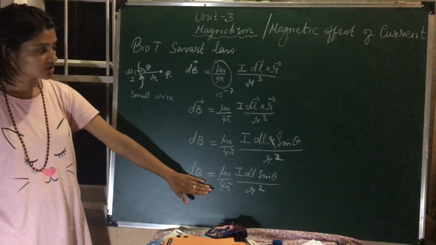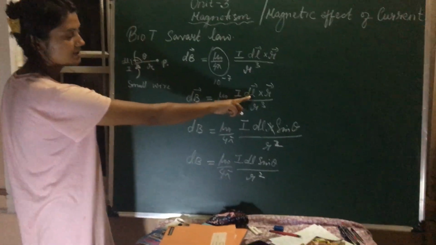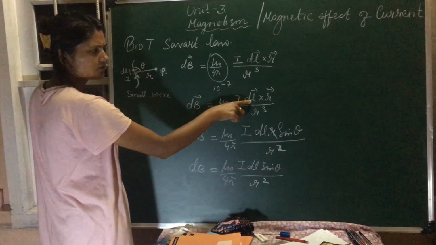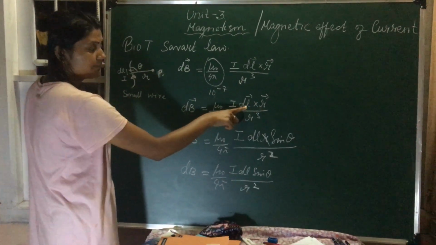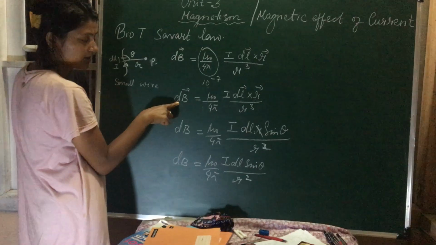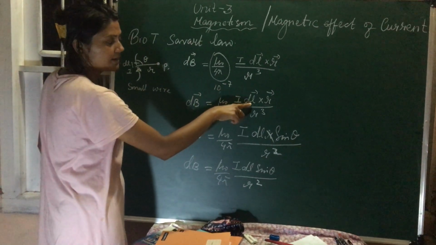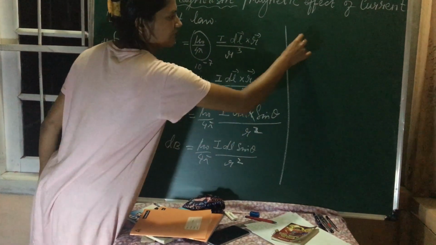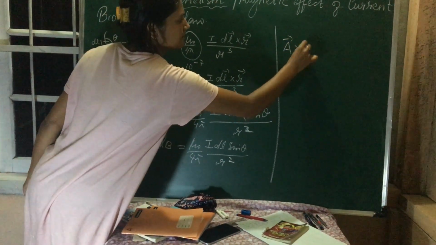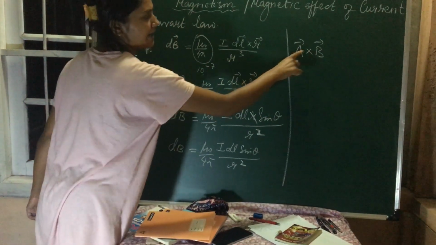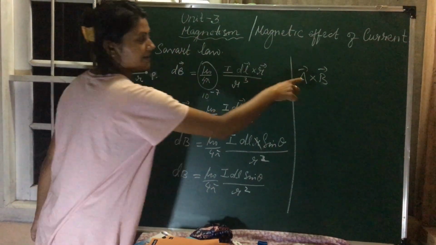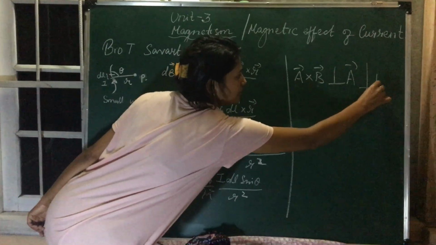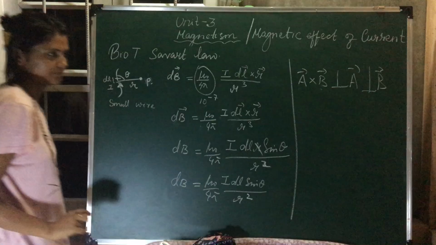The direction of dB involves the cross product, right? It means the direction of dB is perpendicular to dl and perpendicular to r. Do you remember? We have learned something, A cross B, right? Now what is the direction of A cross B? The direction of A cross B is perpendicular to A and perpendicular to B, right?